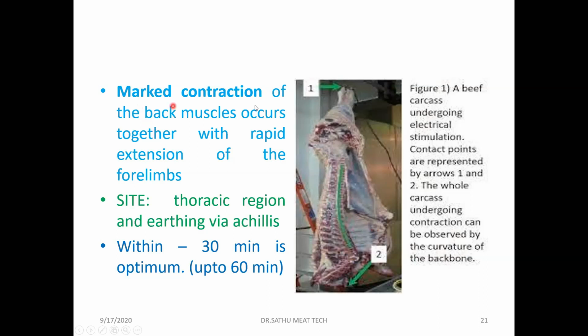The marked contraction of the back muscles occurs together with the rapid extension of the forelimbs. That's what we told you. The site is the thoracic region and the neck region, and earthing via the Achilles tendons. So the earthing will be done on the top through the rails. Within 30 minutes is optimum. Generally, we can go up to 60 minutes, but the quicker you do it, the more effective the electrical stimulations will be.